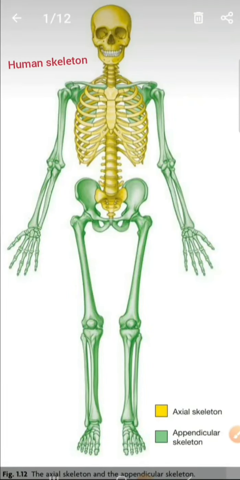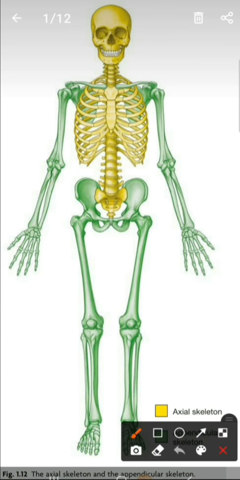In this video, I will be talking about the human skeleton. As you can see on the screen, this is the model of the human skeleton. It includes different bones. First of all, see the classification. As you can see in the classification, the first one is the axial skeleton, and the second is the appendicular skeleton.